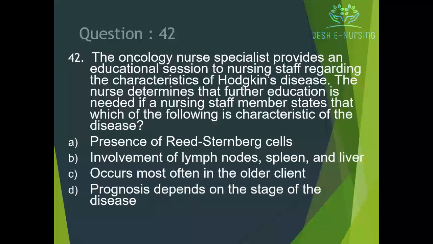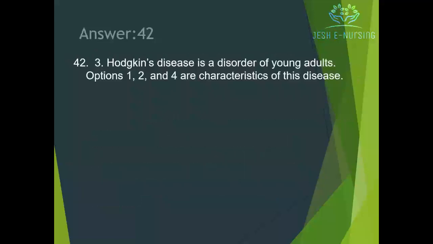Next question, question number 42. The oncology nurse specialist provides an education session to nursing staff regarding the characteristics of Hodgkin's disease. The nurse determines that further education is needed if a nursing staff member states that which of the following is a characteristic of the disease. When you are discussing Hodgkin's disease, immediately you should remember the gigantic, abnormal cells called Reed-Sternberg cells. Hodgkin's disease is a disorder of young adults. It's characterized by Reed-Sternberg cells.